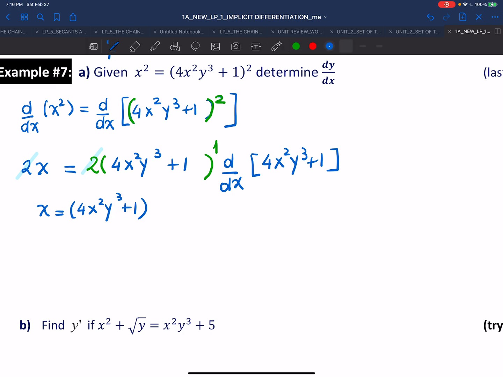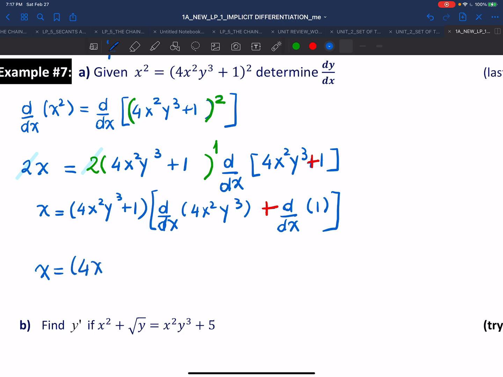And now we have to differentiate the first term, 4x squared y cubed, and plus 1. Now remember that the derivative of the sum equals the sum of the derivatives, so that's d dx of number 1. Notice that here we have a plus 1, and that's why we have the 2 derivatives split up. x equals, keep this in brackets still, 4x squared y cubed plus 1.